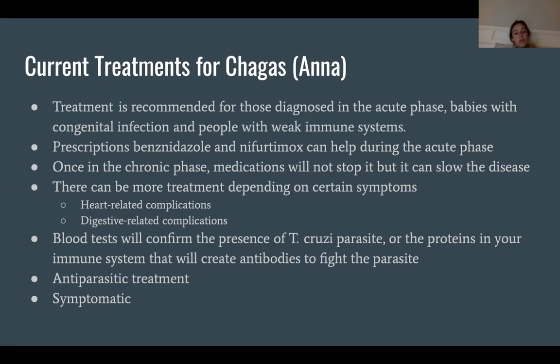And then if older than 50 and you have a chronic infection, the decision to use the antiparasitic drug is up to them because there's many risks that come along with it. And so the older people, they have to weigh the risks and benefits for themselves and see if they want to keep using that treatment. And then there is symptomatic, and that can manage the symptoms and signs of infection, and it's meant for people with cardiac or gastrointestinal problems.